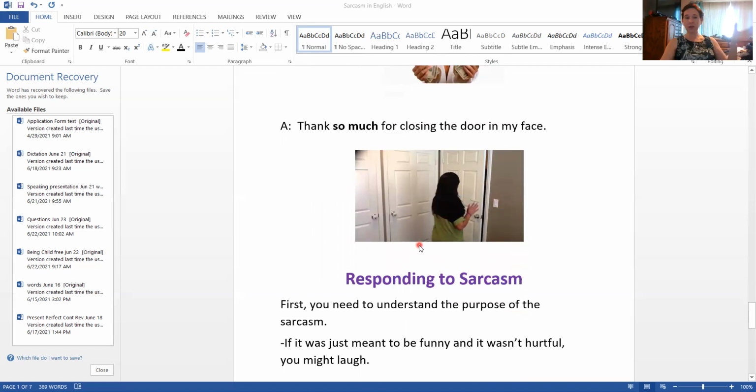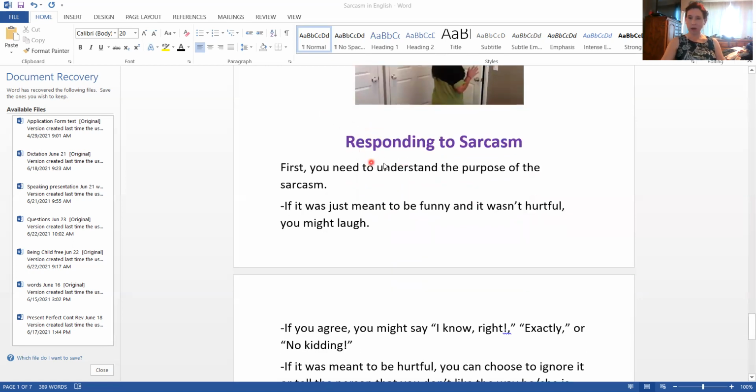Maybe you're following behind someone and they forget to hold the door. They just close it and it closes right in your face. You might say to them, "Well, thank you so much for closing the door in my face." Again, based on the situation, we know you are not happy. You are not thankful. So this is just sarcasm to show that you are not impressed with this situation.